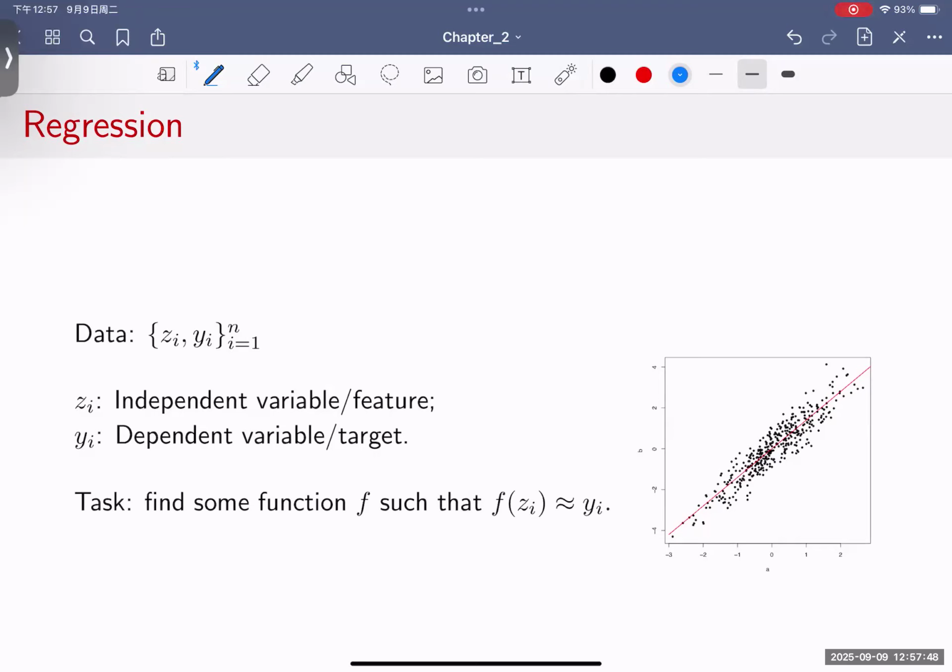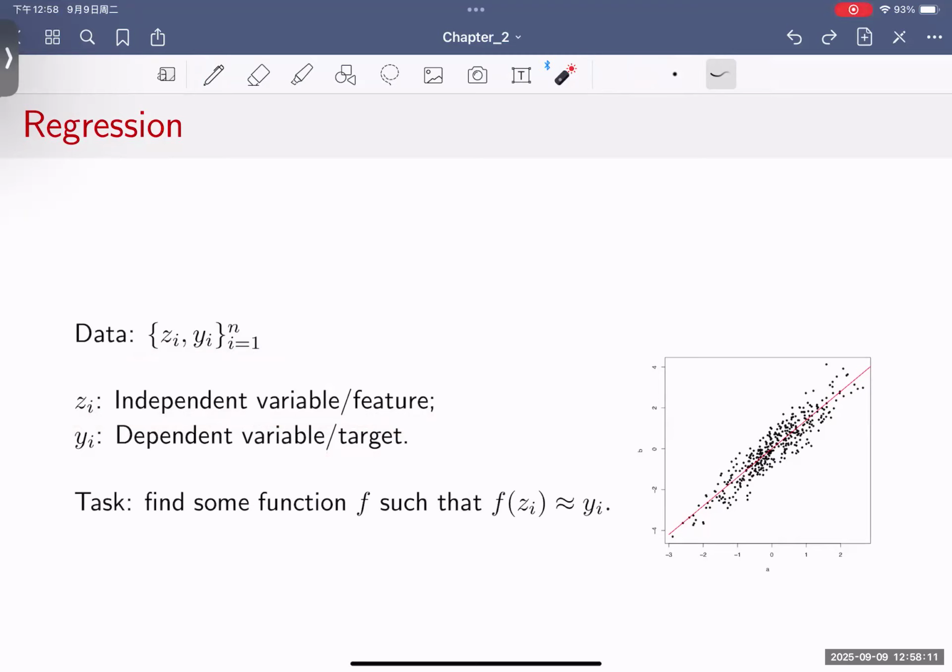So just suppose we have n data, and we use the index i from 1 to n to stand for the index of data. Here, the zi and yi have two kinds of roles. zi we call an independent variable, and it is also commonly called a feature. And yi is our target variable.